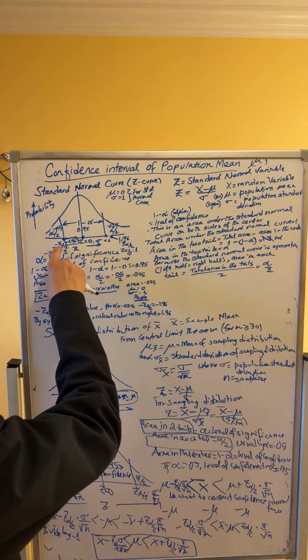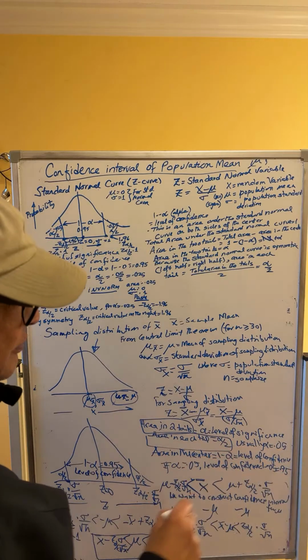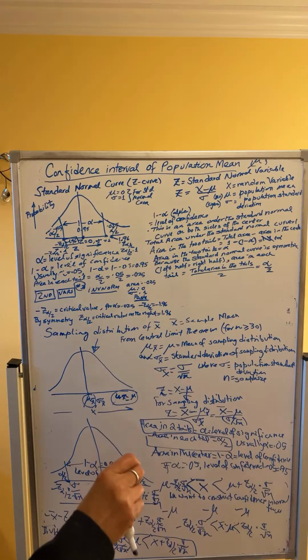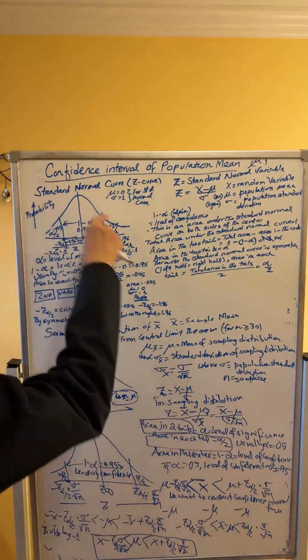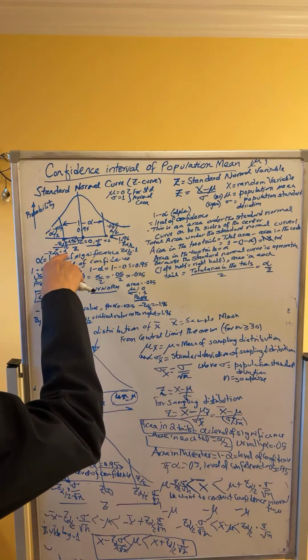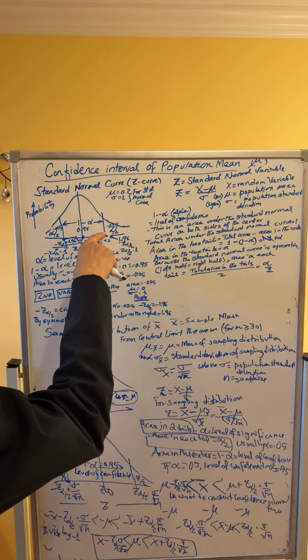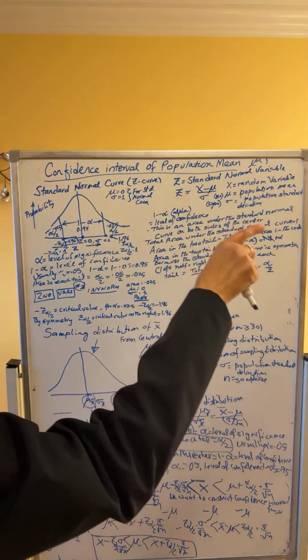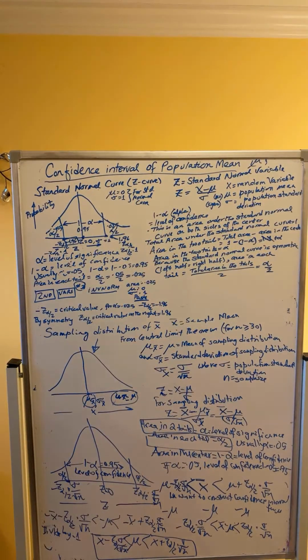Now this minus z alpha by 2 of minus 1.96 can be thought of as minus 1.96 times 1. Why do we bring in 1? 1 is the standard deviation of this curve. So as if this is minus z alpha by 2 times sigma, this point. Similarly, this critical value is z alpha by 2 times sigma. Sigma is 1 in this case.